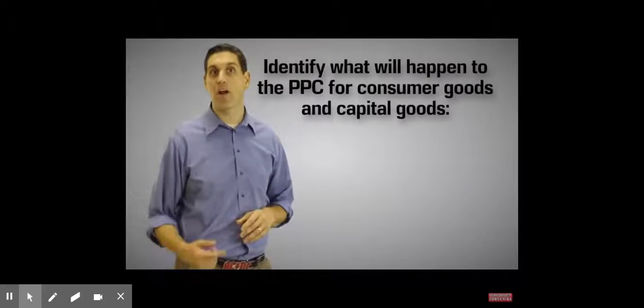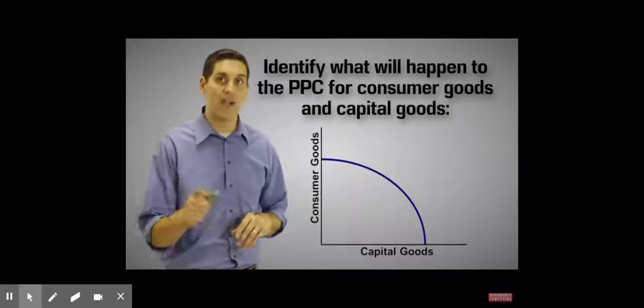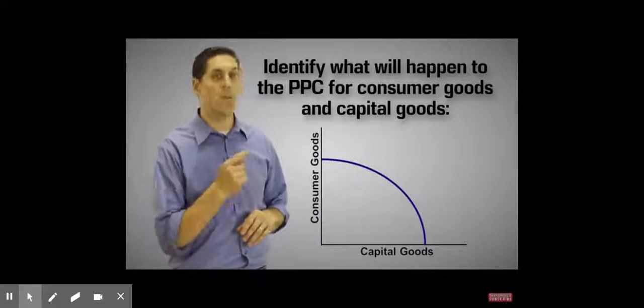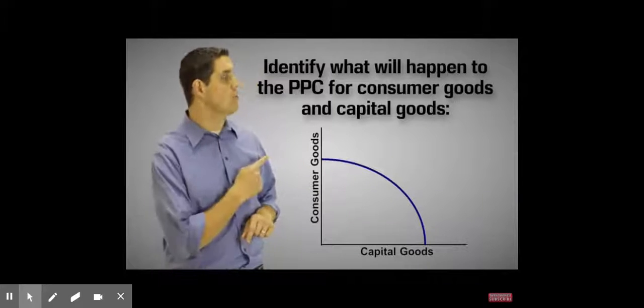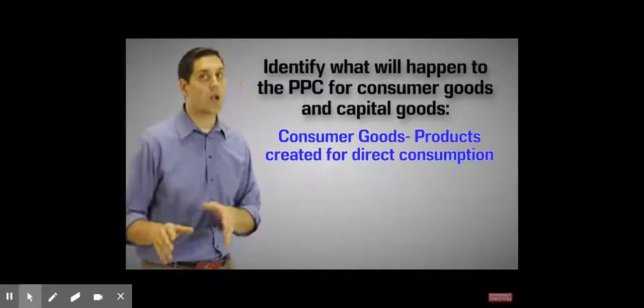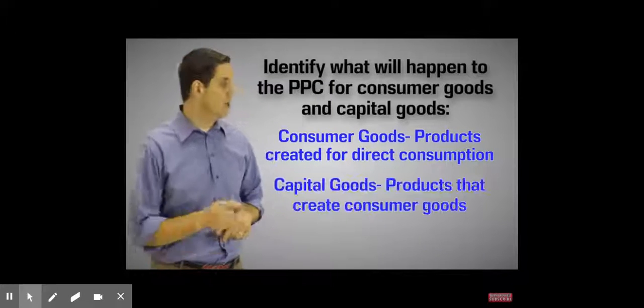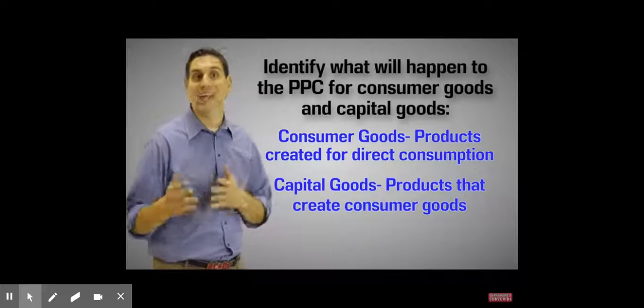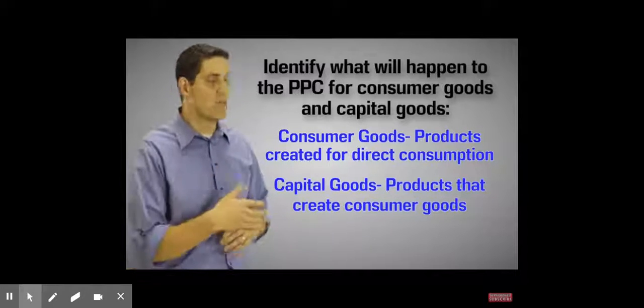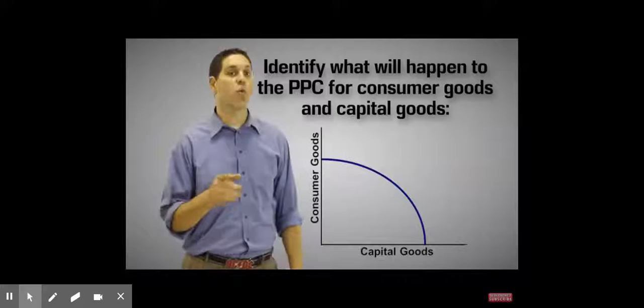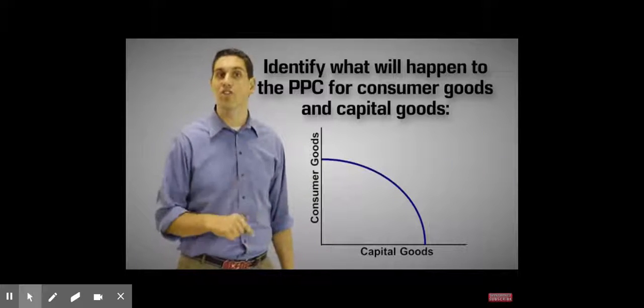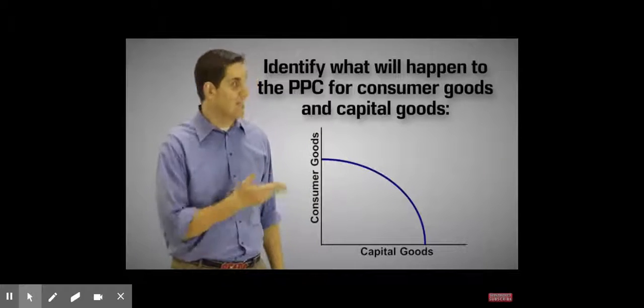Now, let's get back to shifting the production possibilities curve. I'm going to give you 4 examples, and I want you to figure out what happens to the production possibilities curve for consumer goods and capital goods. Now, a quick reminder. Consumer goods are made for direct consumption, like pizza. Capital goods are made for indirect consumption, so it's like an oven. So capital goods are tools and machinery to produce consumer goods.